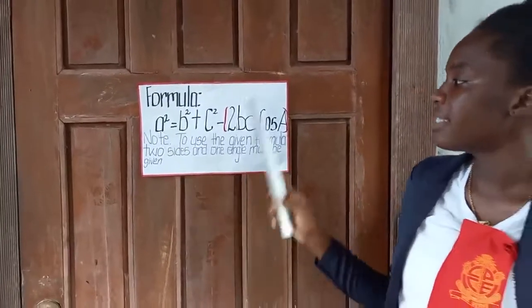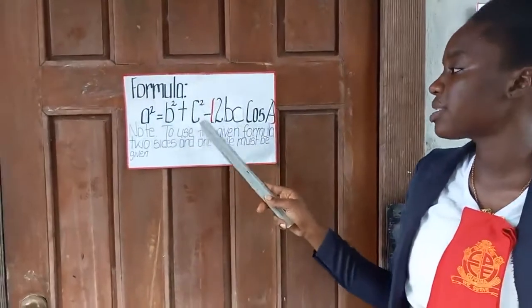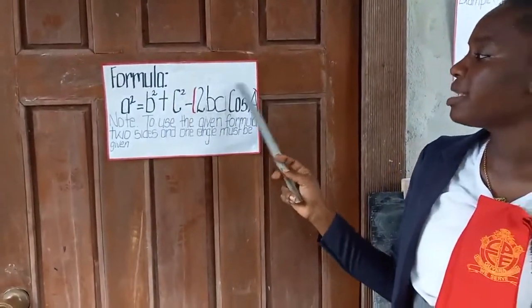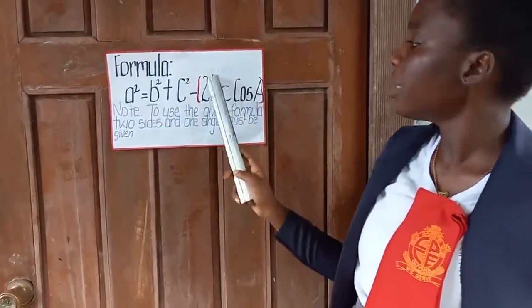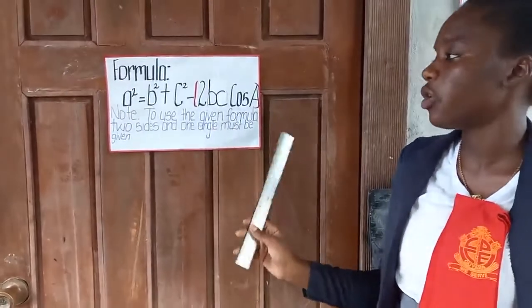Okay, students, so now we'll be looking at how we can use the cosine rule to find one side of a triangle. Let's get into the formula that we're going to use to find the one side that will not be given. Our formula is a squared equals b squared plus c squared minus 2bc cos A. We know in this bracket everything is being multiplied by each other.